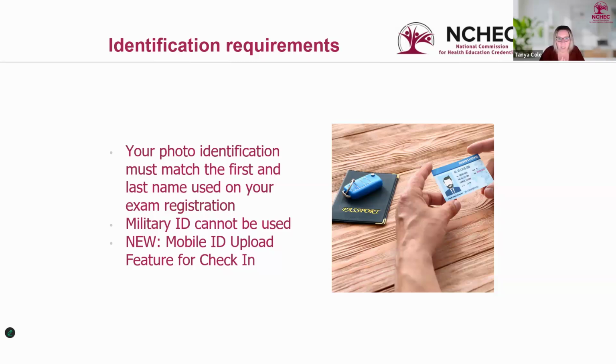The proctors will not let you into the exam if your name is not matching your ID. And again, it's just the first and last name. They don't check middle names or anything like that. It's just first and last. And military IDs can't be used to take the LRP. It would be, again, a valid passport, unexpired state ID, or your driver's license.